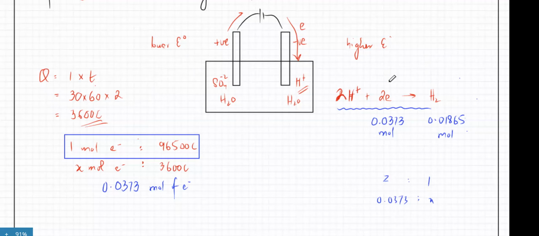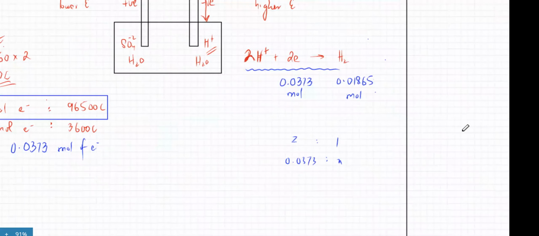So the point is, this is not the number of electrons. It's basically the ratio. 2 electrons produce 1 H2. 2 moles of electrons are going to produce 1 mole of H2. 2,000 electrons are going to produce 1,000 H2. Two dozen electrons are going to produce one dozen H2. Mole is just a unit. This is the ratio, like two of these would produce one of this. So 0.0373 is going to produce 0.01865. Is that clear?